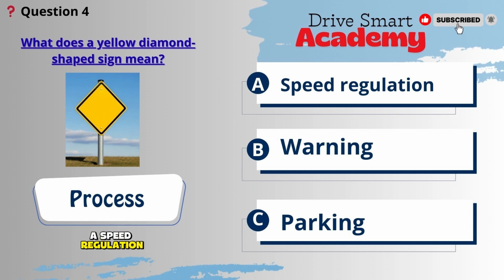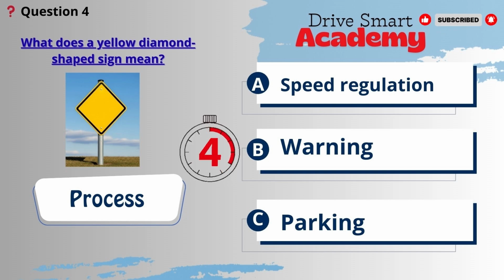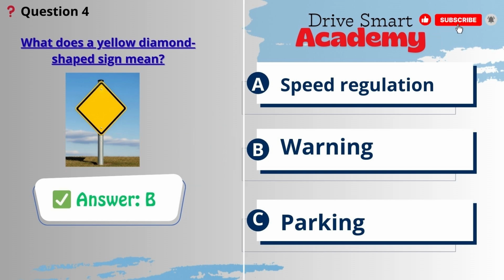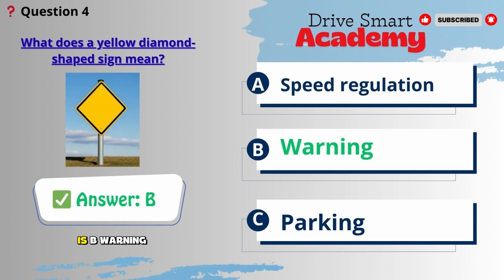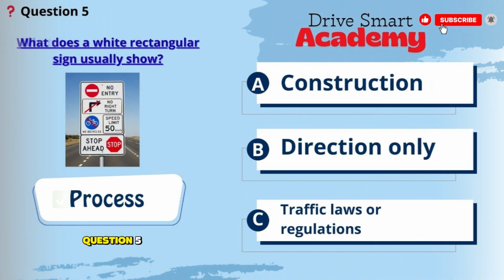Question 4. What does a yellow diamond-shaped sign mean? A. Speed regulation. B. Warning. C. Parking. The correct answer is B. Warning.